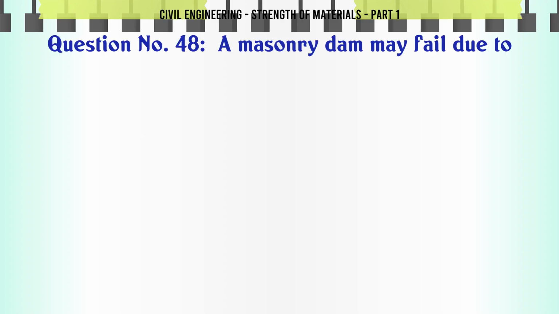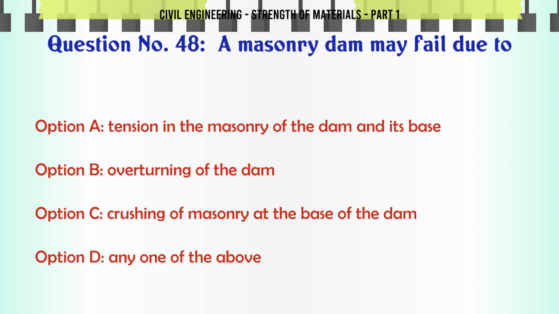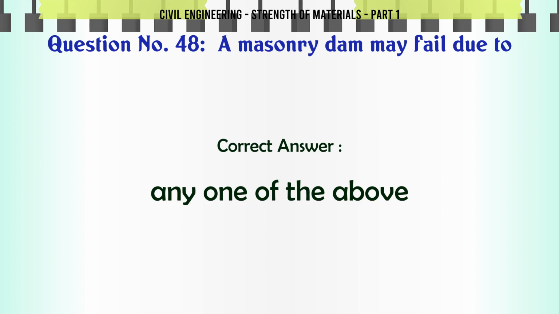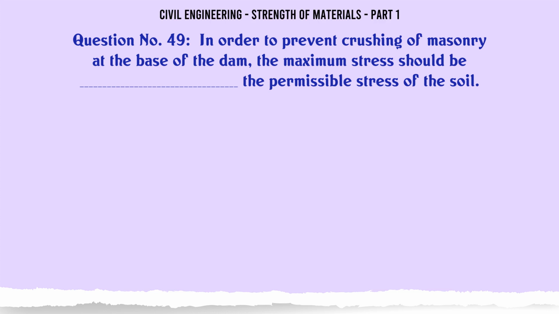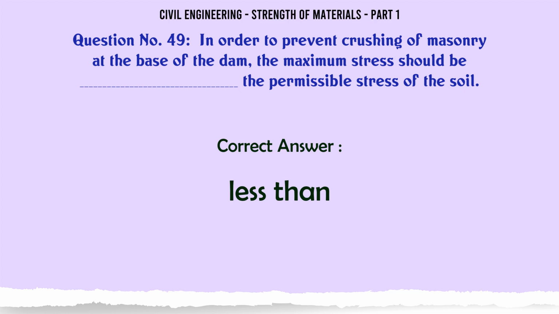A masonry dam may fail due to: A. Tension in the masonry of the dam and its base, B. Overturning of the dam, C. Crushing of masonry at the base of the dam, D. Any one of the above. The correct answer is any one of the above. In order to prevent crushing of masonry at the base of the dam, the maximum stress should be ______ the permissible stress of the soil: A. equal to, B. less than, C. more than. The correct answer is less than.